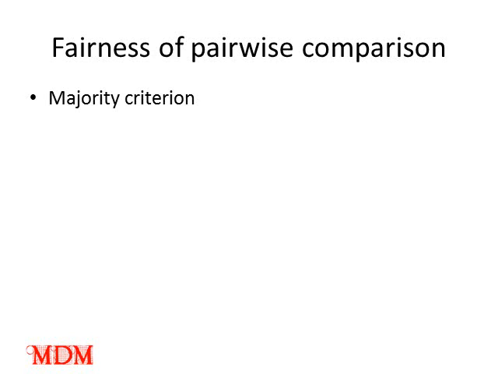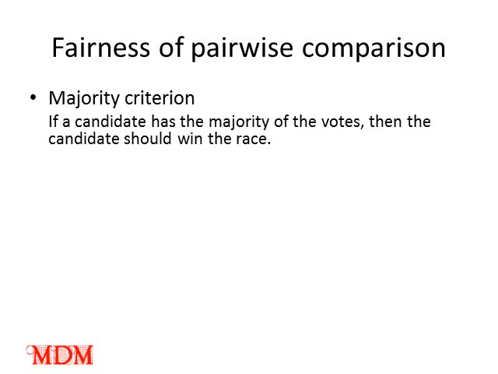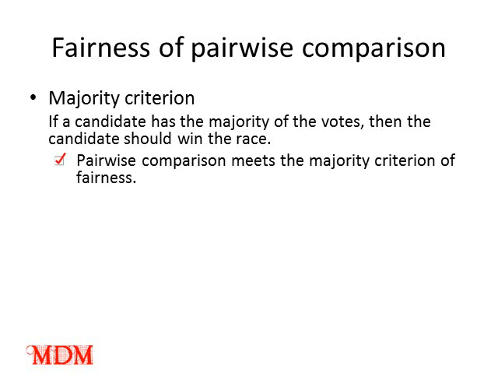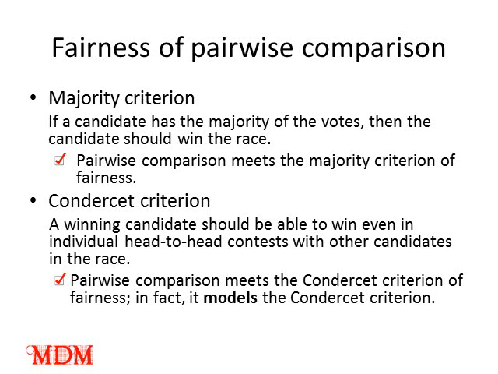Let's look at the fairness of pairwise comparison. First of all, with the majority criterion. As you recall, if a candidate has the majority of the votes, then the candidate should win the race. Pairwise comparison meets the majority criterion of fairness. On the Condorcet criterion, we know a winning candidate should be able to win even in individual head-to-head contests with other candidates in the race. Pairwise comparison meets the Condorcet criterion of fairness. In fact, it models the Condorcet criterion.